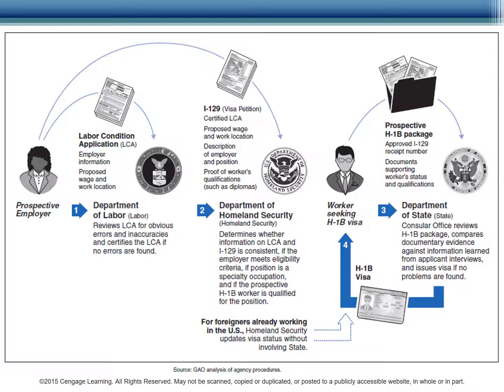Here you see the detailed steps that are required to get an H-1B visa, including input from the prospective employer, the worker seeking the visa, the Departments of Labor, Homeland Security, State, and USCIS. It's not for the faint of heart.